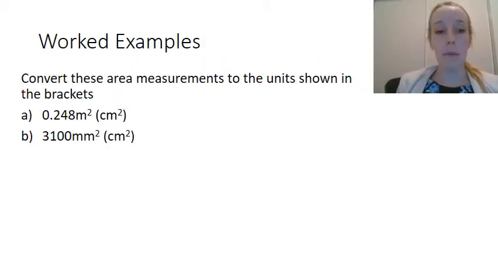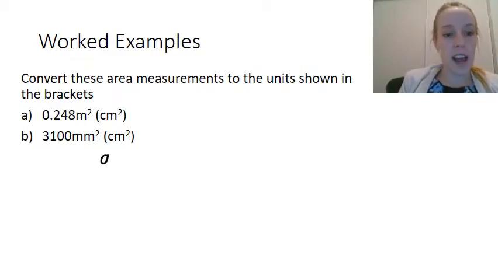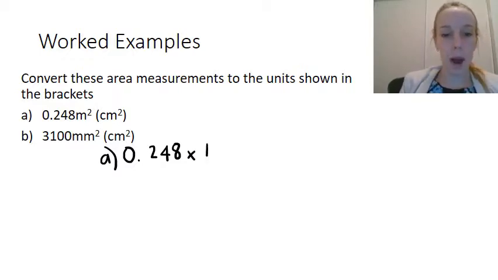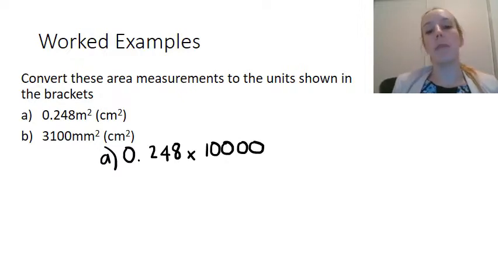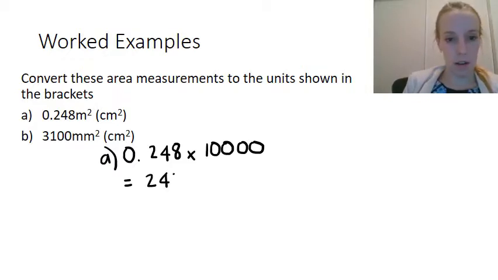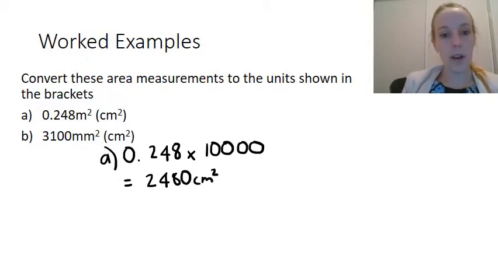Okay, so our worked examples, we're going to convert these area measurements to the units shown in the brackets. So for A, we've got 0.248 meters squared, and we're converting that to centimeters. So normally we would times that by 100, but because it's units squared, it's going to be 100 times 100, so we're timesing that by 10,000. So we're just moving our decimal place 4 spots, so that would be 2,480 centimeters squared.